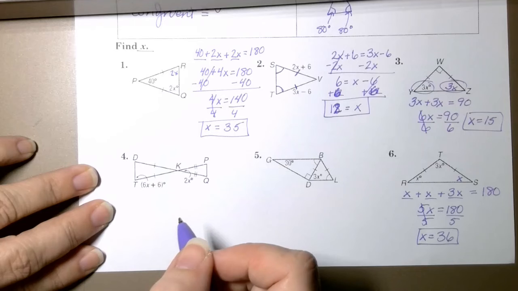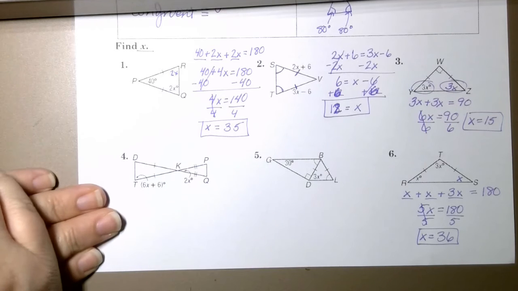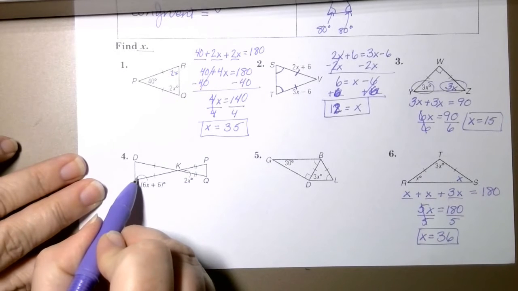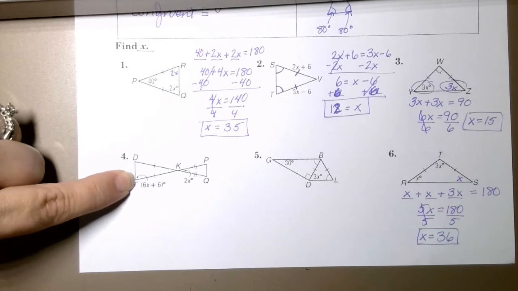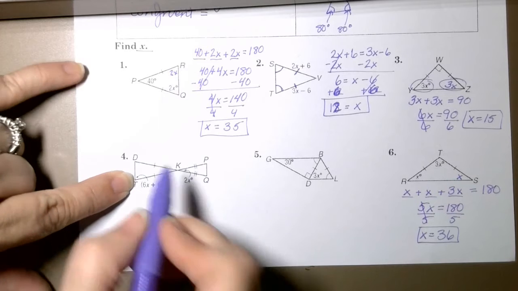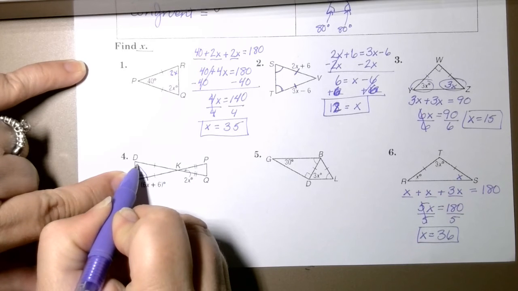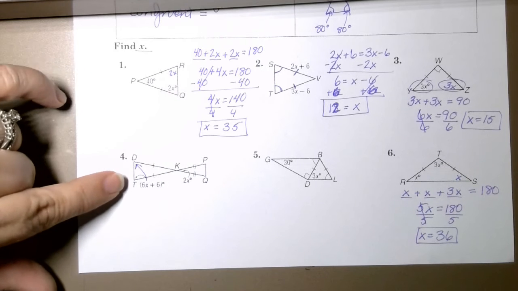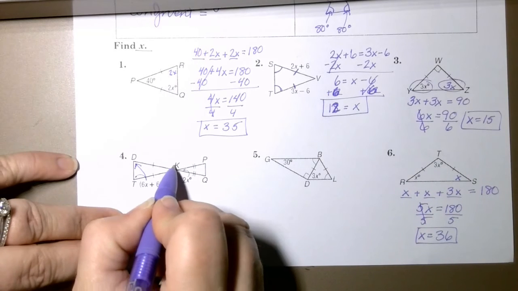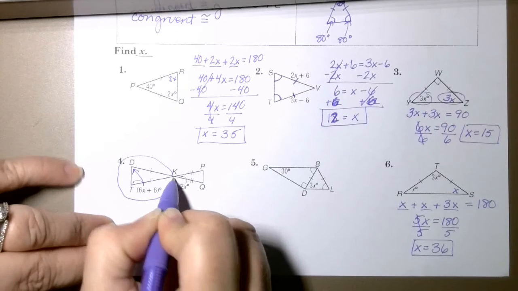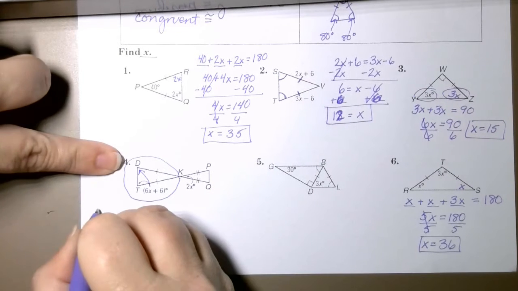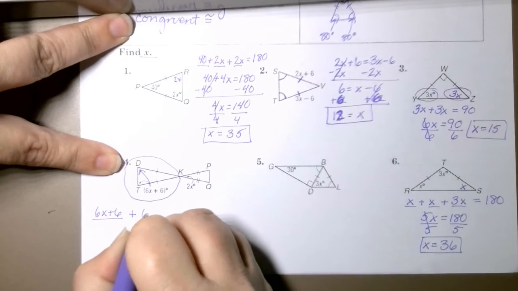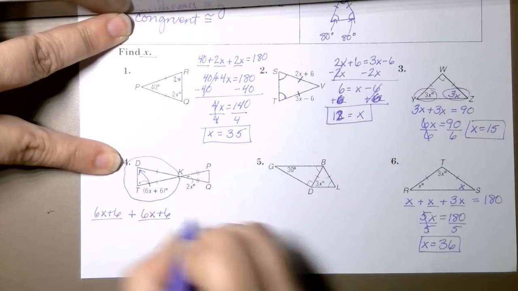All right, should we check these guys? I need to find x. This angle is 6x plus 6. Is that a base angle or a vertex? Base angle. So can I also say that angle is also 6x plus 6? If I'm talking about just this triangle right here, DKT, I could say 6x plus 6, there's one angle, plus 6x plus 6, that's the other angle.